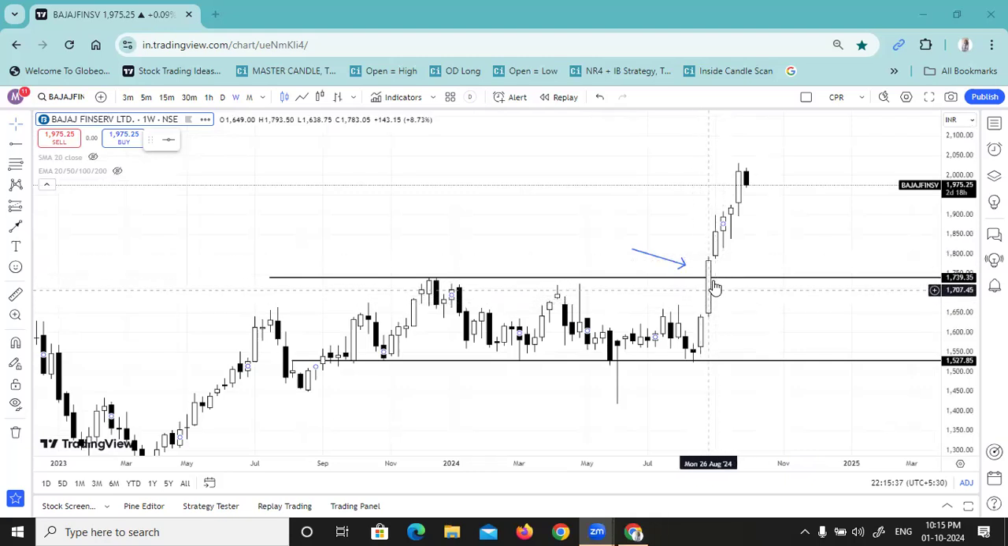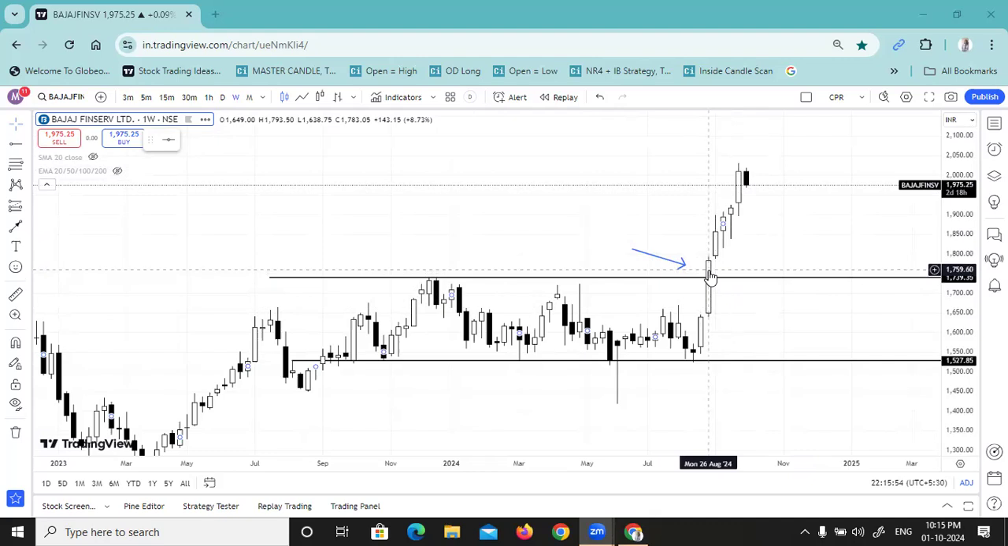Now you can see this is a very strong candle. Real body is very big. Shadows are very minimum, right? Upper shadow, lower shadow. And from here, I will expect at least a 200 points move. And here you can see exactly we got a 200 points move.